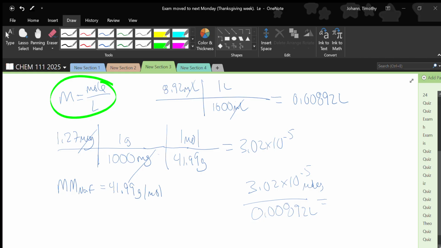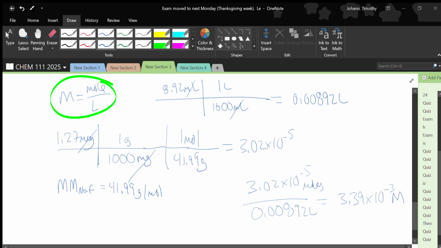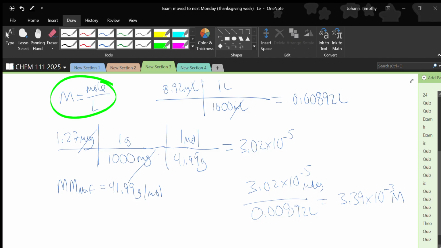3.02. You guys aren't jumping in quick enough, so I'll say 3.39 times 10 to the minus 3. We have three significant figures. 3.39 times 10 to the minus 3 molar. Don't forget your units. That make sense? Questions on this molarity stuff? Yes, Madeline.